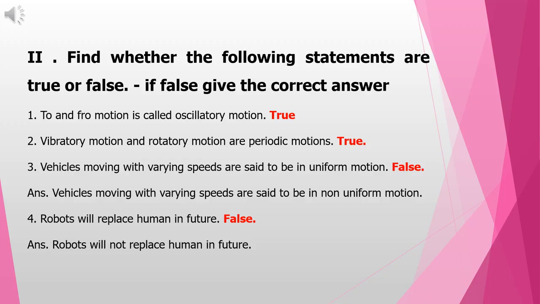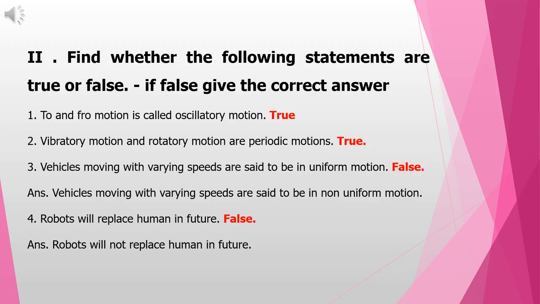It is false. The correct statement is vehicles moving with same speeds are said to be in uniform motion. Otherwise, we can say that vehicles moving with varying speeds are said to be in non-uniform motion.